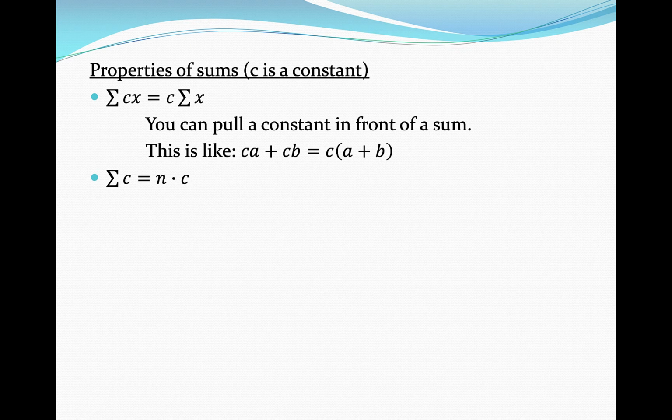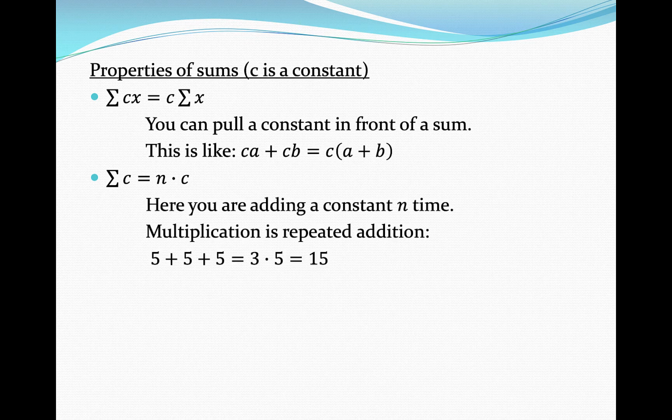The second property is this. What happens if I just sum a constant? So what happens if I sum a constant like I sum the constant 5 3 times? Well, if you sum a constant 5 3 times, then you basically get 5 plus 5 plus 5, which is 15. That's the way it works.